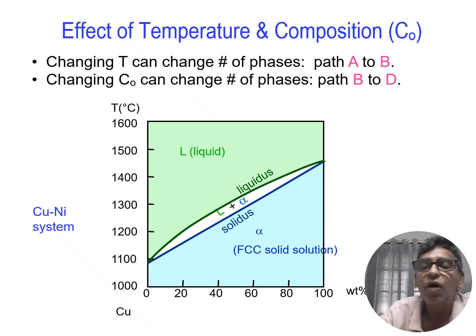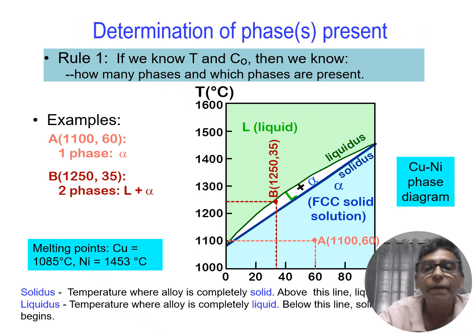Effect of temperature and composition: changing temperature can change the number of phases. For example, you take A, we have an FCC solid solution; B is completely liquid. So we have D, that is in between the solidus as well as the liquidus line. So rule 1, determination of phases present. If we know the temperature and composition, then we know how many phases and which phases are present.